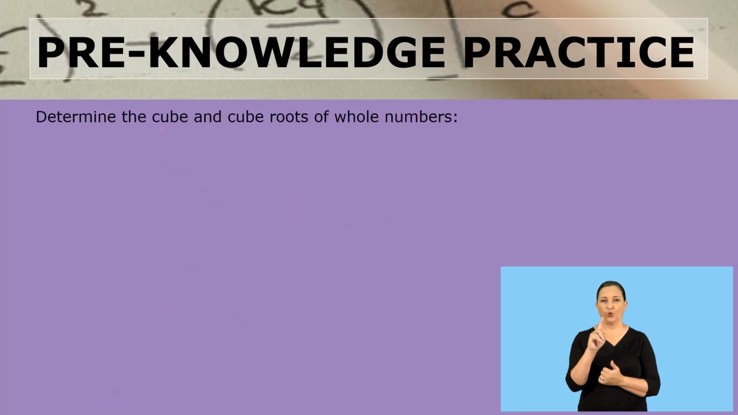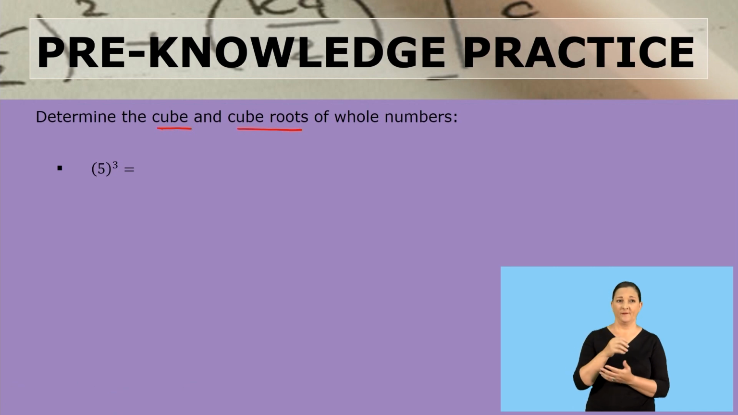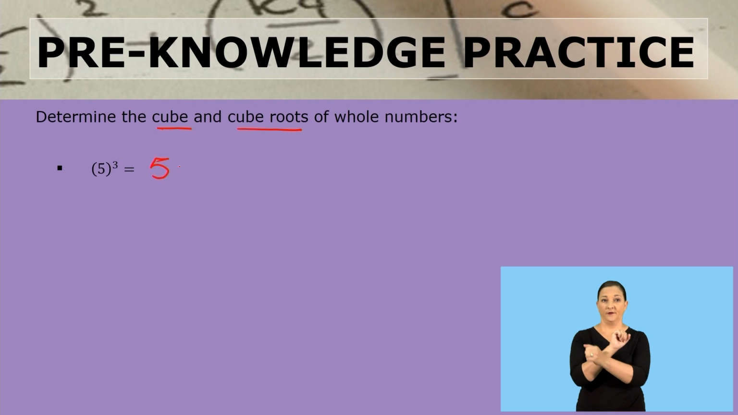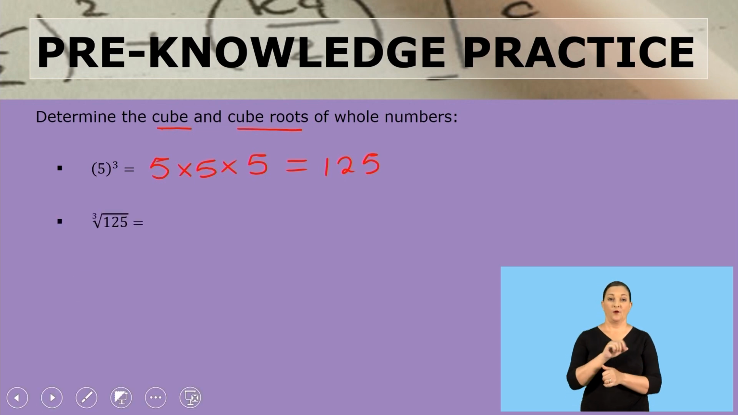What about when we are looking at our cube numbers and our cube roots? So we have the 5 cubed. This means that 5 will be multiplied by itself twice. So that is 5. And we are going to multiply it by itself once. We're going to multiply it by itself again, meaning we've multiplied it by itself twice. That gives us an answer of 125. So 125 is a cube number.